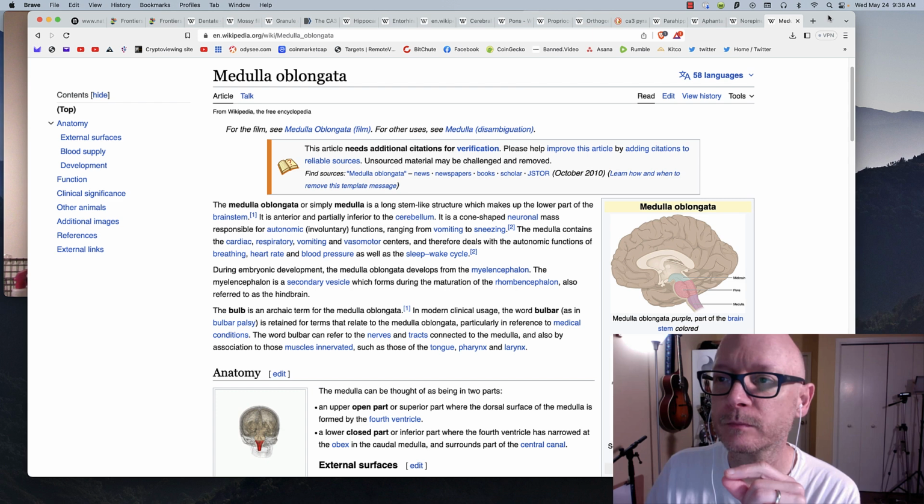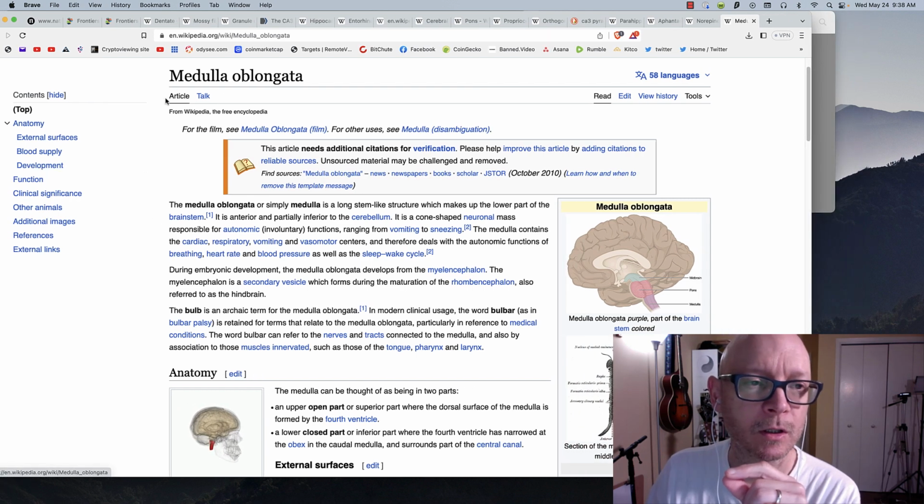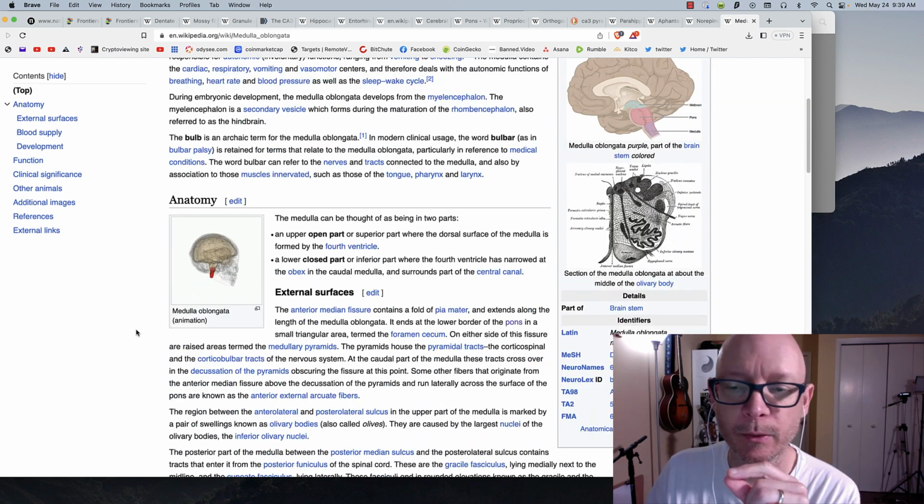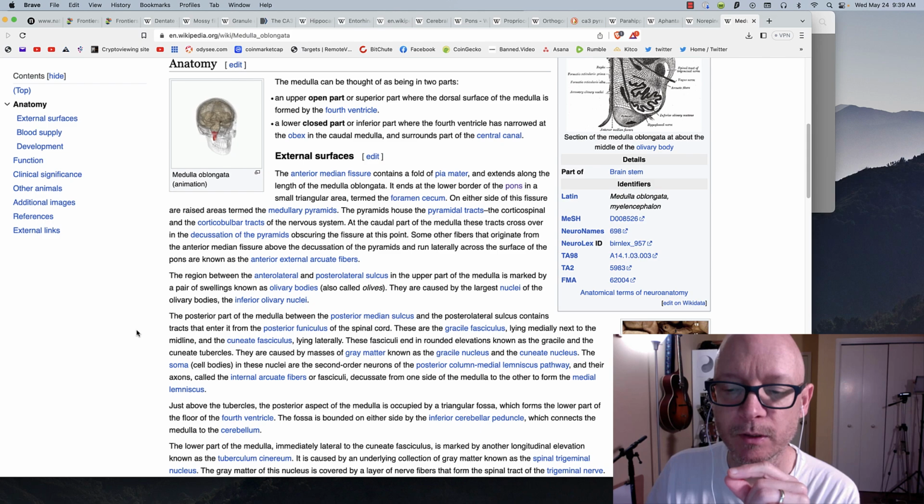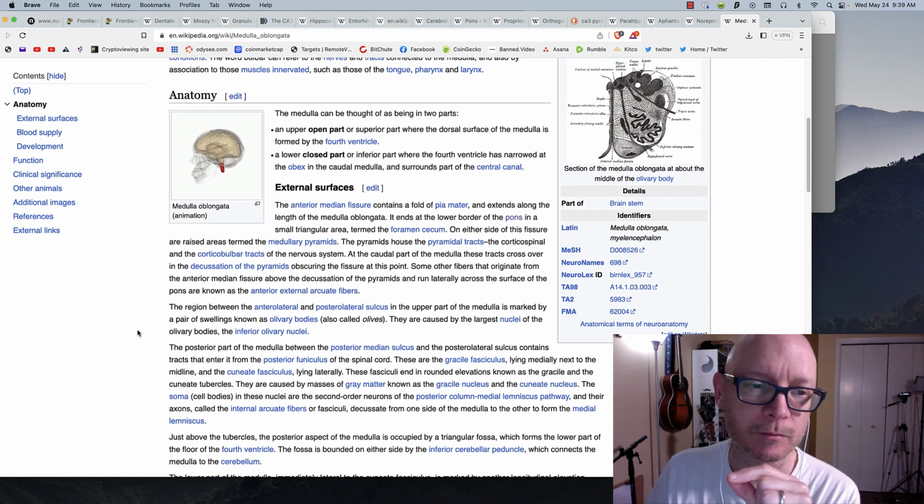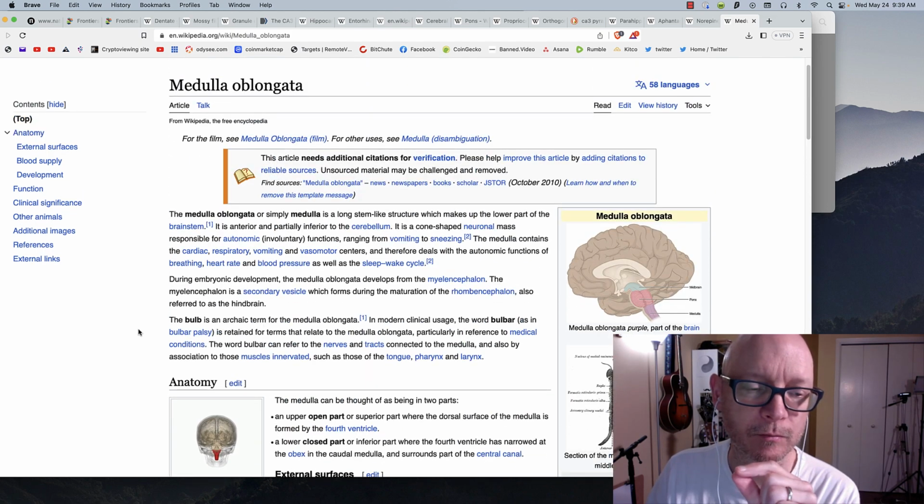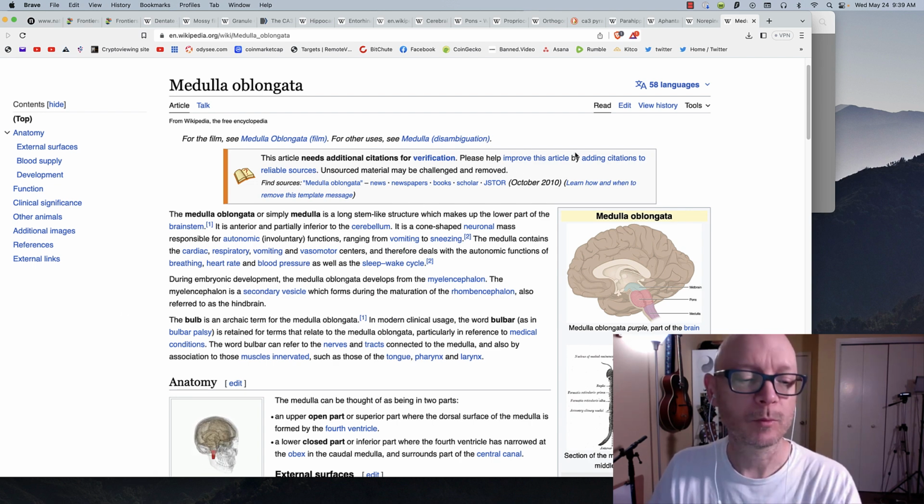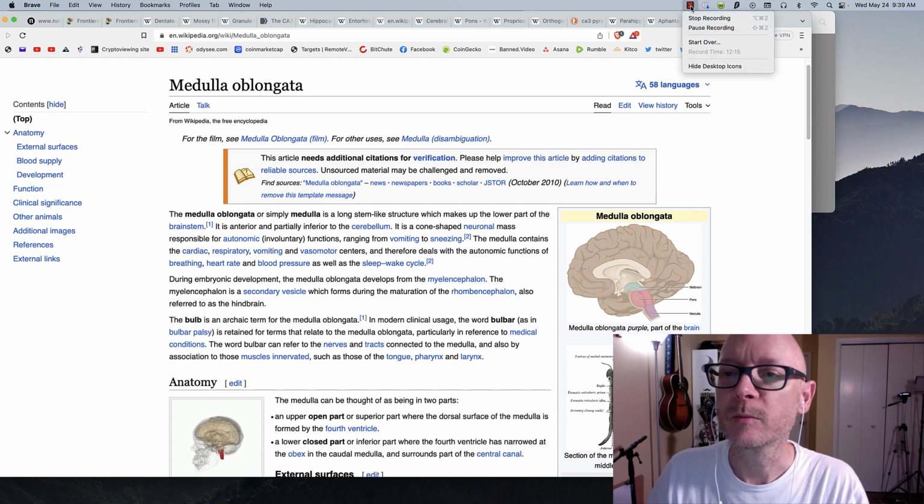So that's that. But this is my area right here, the medulla oblongata, where I theorize the selector mechanism is, in there, in the autonomic system. Autonomic. All right, hope you find this interesting.